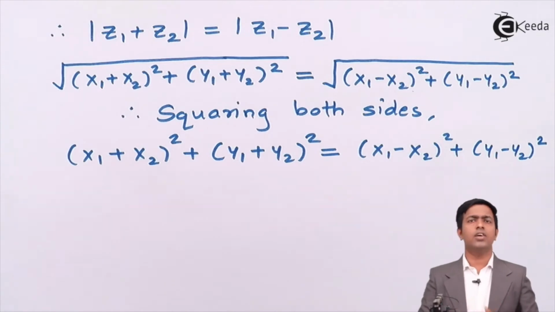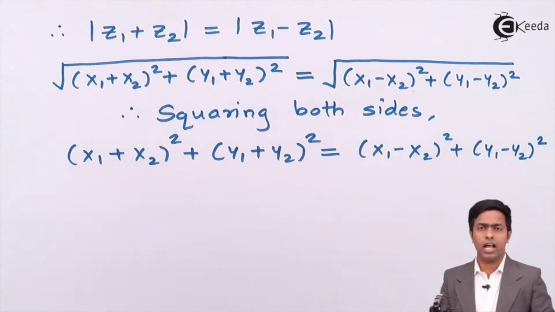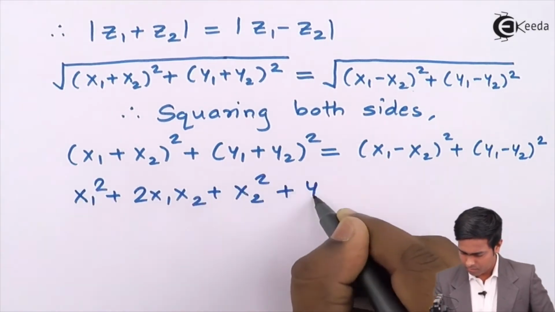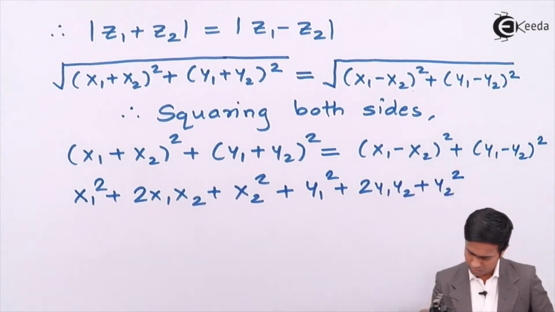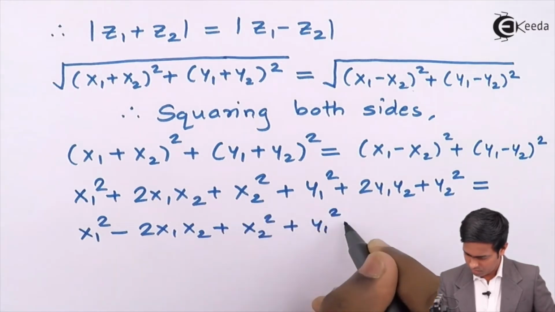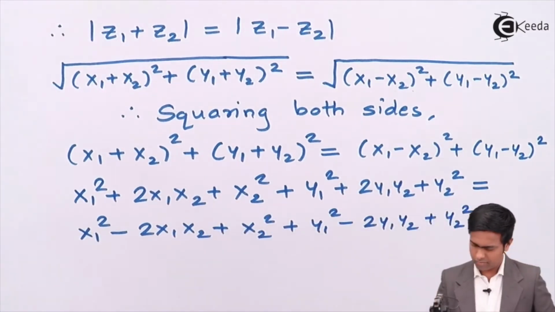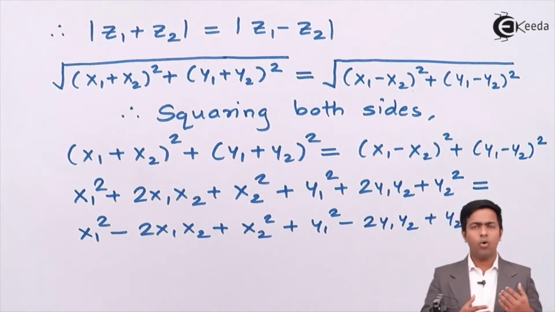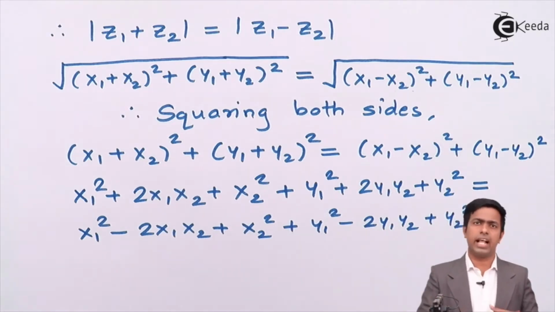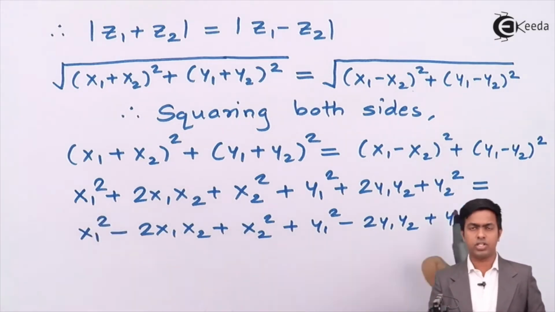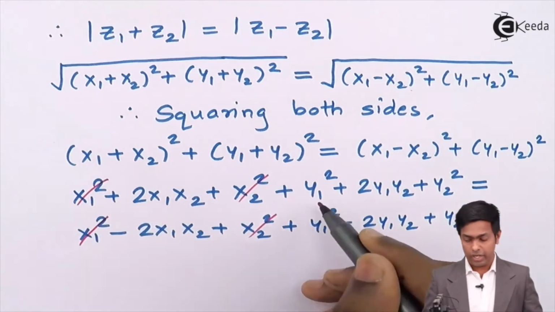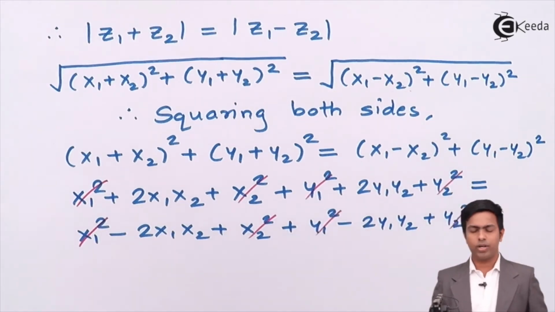So by expanding using the formulae, we will get here as... So guys, now on both sides we have a few terms which are exactly the same, so we can cancel those terms. So can you see x1 square on both sides? Yes, so we can cancel it. We can cancel x2 square, we can cancel y1 square and y2 square.